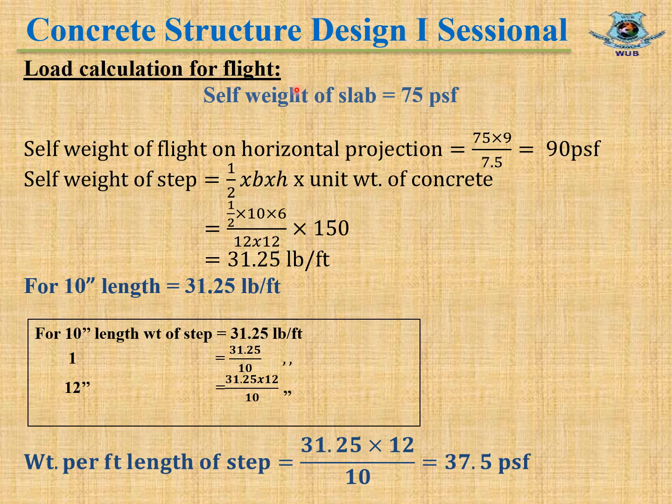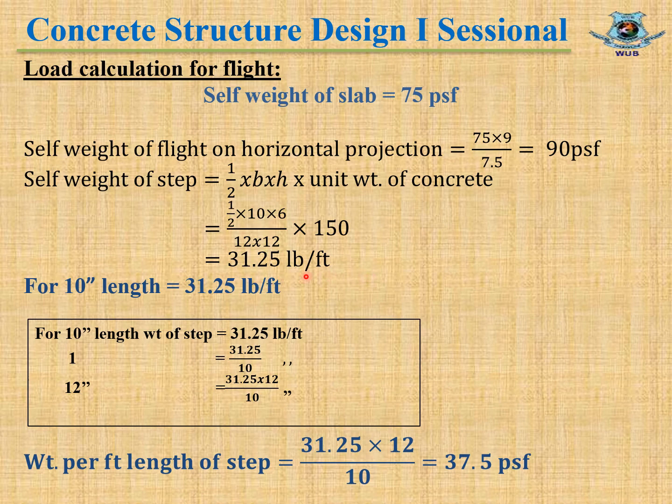Load calculation for flight. Self weight of flight on horizontal projection equal to 75 into 9 divided by 7.5 equal to 90 psf. Here 75 psf equal to self weight of slab, 9 feet equal to flight length, 7.5 feet equal to horizontal flight length. Self weight of step equal to half into B into H into unit weight of concrete equal to 31.25 pound per feet.